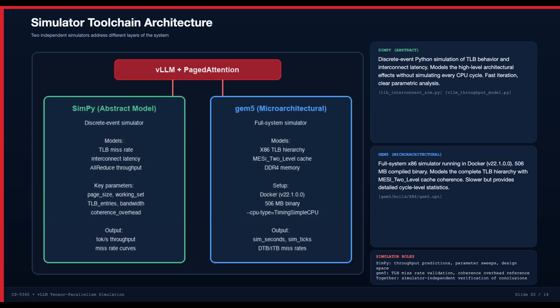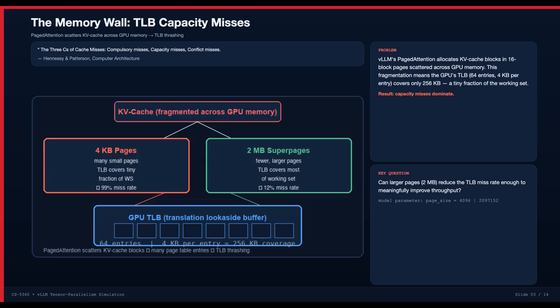So you'll see over here on the left side, the textbook concept starting point was my entire analysis talking about the memory wall. When we're deploying vLLM on real hardware, it uses a technique called PagedAttention to manage the key value cache, which stores intermediate attention results during inference. PagedAttention fragments the cache into 16-block pages scattered across GPU memory.